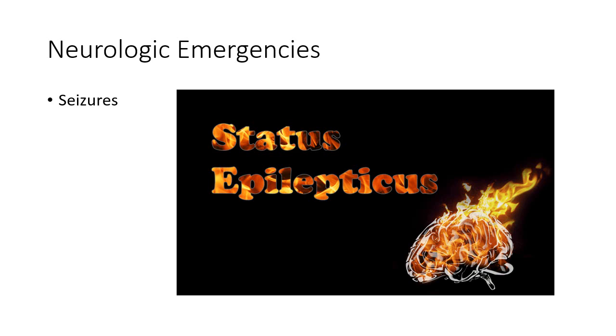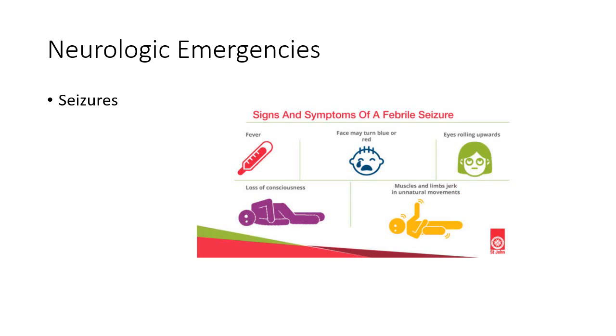So again, a patient having a seizure has an altered mental status. And Caitlin, what did I say we do for all altered mental status patients? We're going to check a blood sugar, okay? So we're going to give glucose if necessary, okay? So as we're taking care of these patients, but the big thing is we want to stop the seizure, okay?